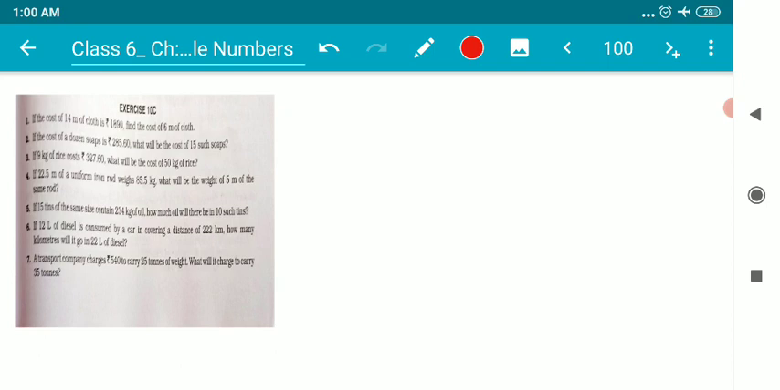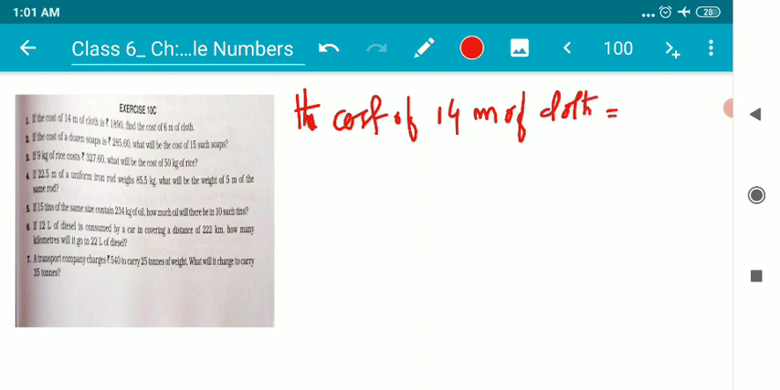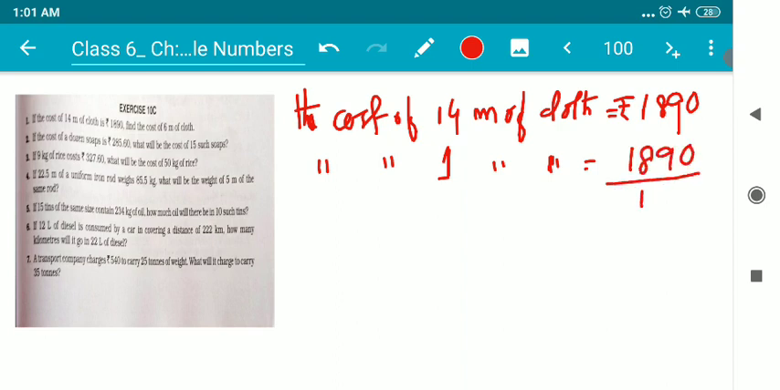We need to write a statement for that. The cost of 14 meter of cloth is equal to 1,890 rupees. The cost of 1 meter of cloth: children, if 14 meter cost is 1,890, so of course 1 meter will be lesser. Whenever we deal with lesser values compared to the given number, we always divide. So here 1,890 is to be divided by 14. This much rupees is the price of 1 meter of cloth.